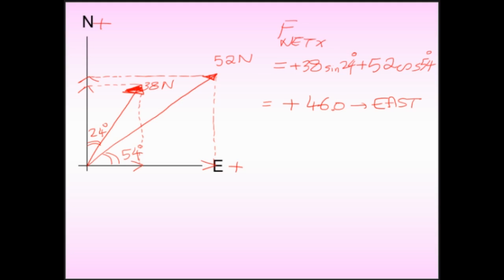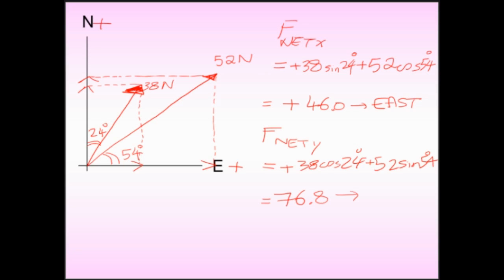Okay, let's do the F net on the Y. Do I really need to do a lot of work to know what the expression is? What's the expression? 38 cosine, 52 sine, and both of them are still positive because both of them are still pointing up. So positive 38 cosine of 24 plus 52 sine of 54 equals? 76. Josh got 76.8. So let's just go with 76.8.